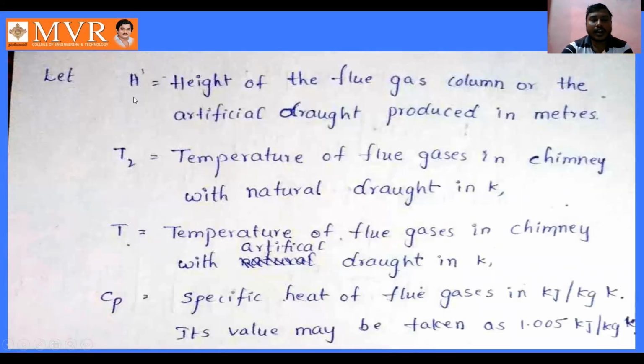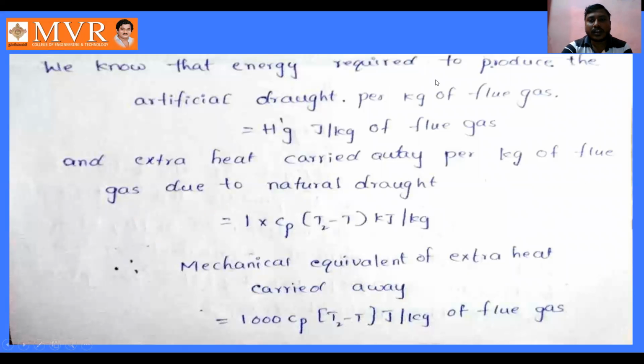To calculate the efficiency of the chimney, let H dash be the height of the flue gas chimney or the artificial draft produced in meters. T2 is the temperature of flue gases in the chimney with natural draft. T1 is the temperature of flue gas in the chimney with artificial draft. Cp is the specific heat of flue gases. The energy required to produce artificial draft per kg of flue gases is H dash into G, and the extra heat required per kg of fuel due to natural draft is 1 into Cp into (T2 minus T1) kilojoule per kg.